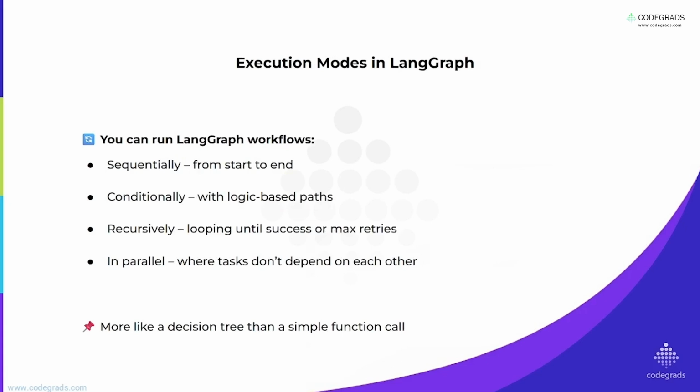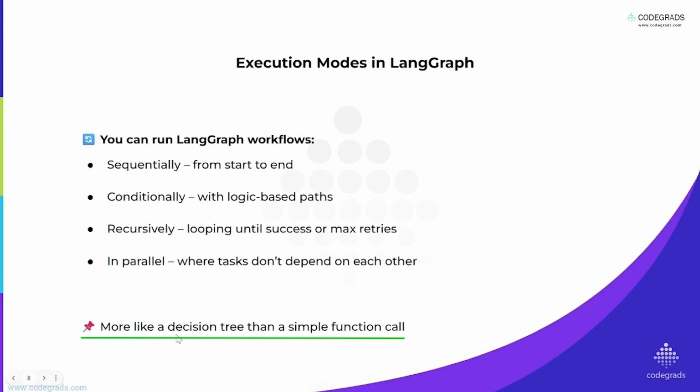Now, the execution modes in Langgraph. We can have the sequential one. You can run Langgraph workflows sequentially, which is from start to end. Then we have the conditional one, which is the logic-based part, just like an if-else condition. We have the recursive one, which is looping until success or max retry is done. And we also have parallel, just like you can imagine parallel processing. So multiple agents or multiple nodes work in parallel, where tasks don't depend on each other, whereas if we compare the sequential, they depend on each other from start to end. That is not the case in the parallel one. They are independent enough to work on their own task.